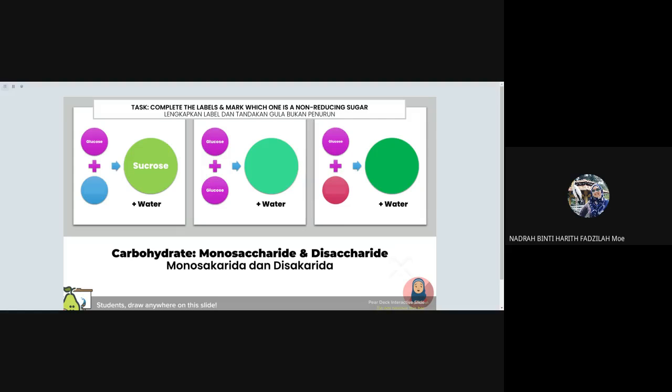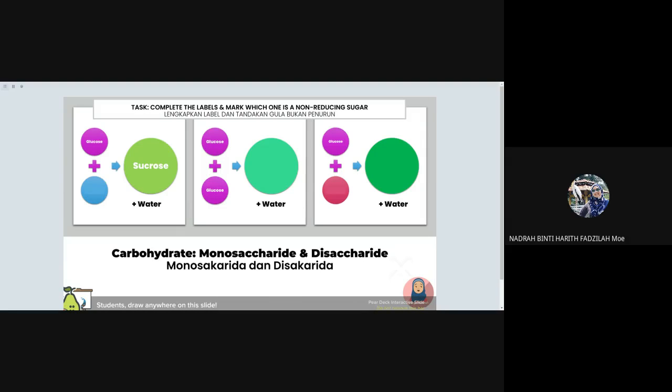So, bolehkah kamu lengkapkan rajah ini? Glucose plus what monosaccharide will become to produce sucrose and water? Glucose plus glucose will produce what type of disaccharide? Glucose plus apa menjadi the last type of disaccharide? Apa dia? Okay, can you complete the diagram?